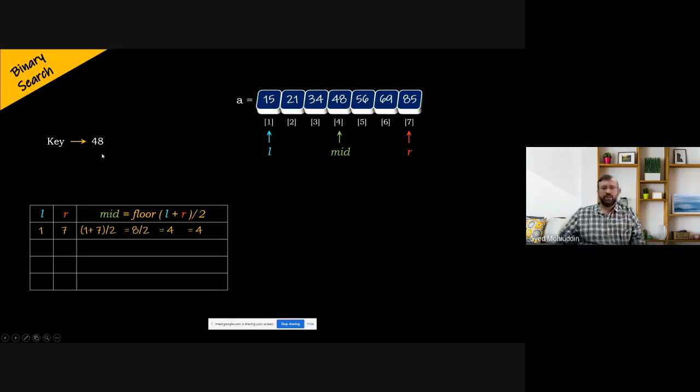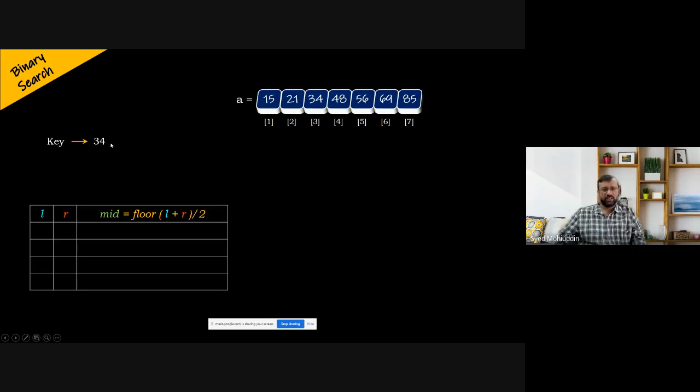Now the element key, which is 48, is what we are trying to search. If key is equal to the element A of mid, yes, it is true. So we found the element. Now this is actually the best case scenario, where the element is found at the mid index at the initial stage itself. Now let us look at another scenario.